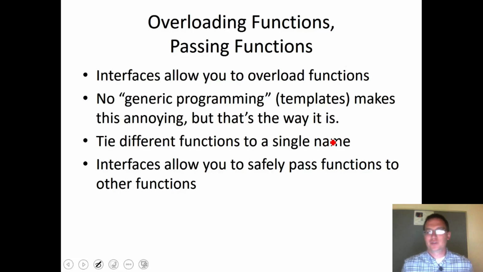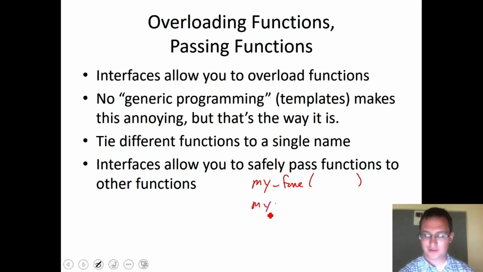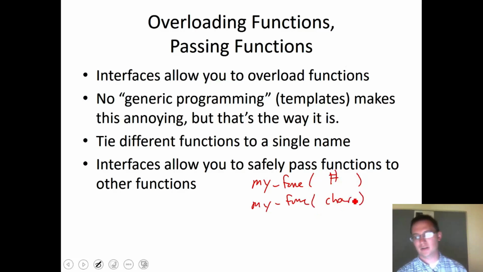Interfaces allow you to overload functions. So in C++, not C, C doesn't let you overload. But in C++, you can have a bunch of functions all with the same name. And the only thing that's different is this one takes numbers and this one takes characters. And the compiler automatically figures out which one to call based on what you're passing in.